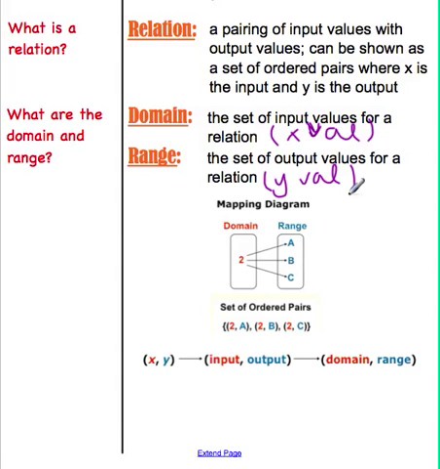So when we take a look at a mapping diagram, in this case, we have here a domain of 2 and a range of A, B, and C because our ordered pairs are 2A, 2B, and 2C, where x and y are input and output, domain, and range.